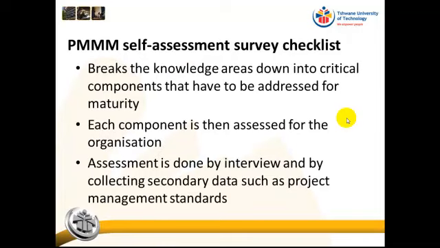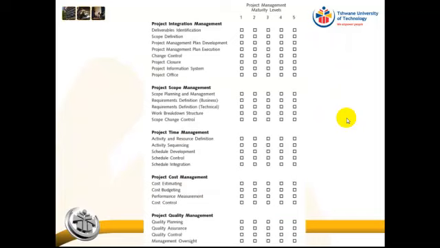The self-assessment survey checklist breaks the knowledge areas down into critical components that have to be addressed for maturity. And then each component is assessed for the organization. The assessment is done via interview and by collecting secondary data such as project management standards. So here is the self-assessment survey. You can see that for each of the knowledge areas, they have broken it down into a little bit more detail.